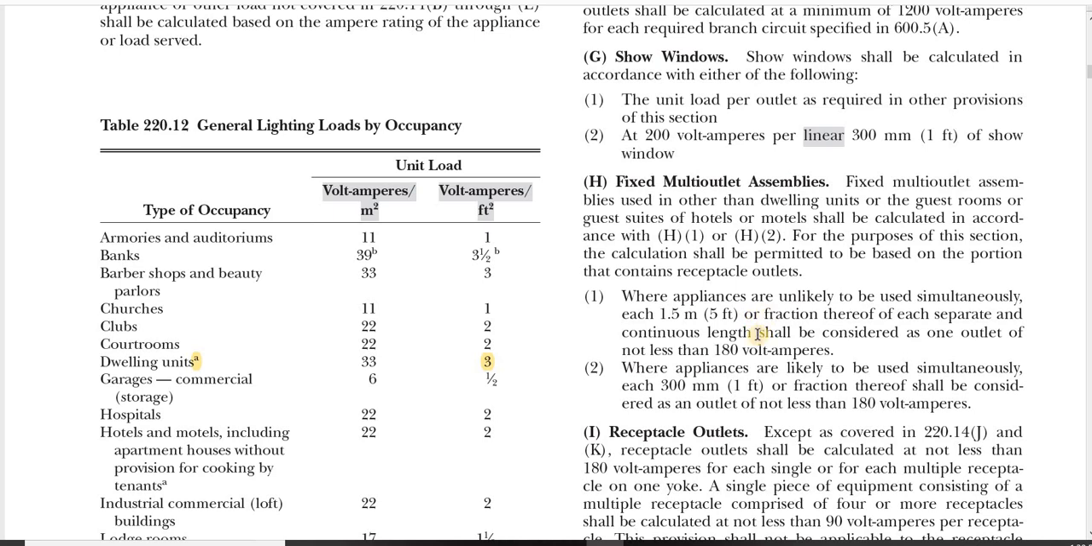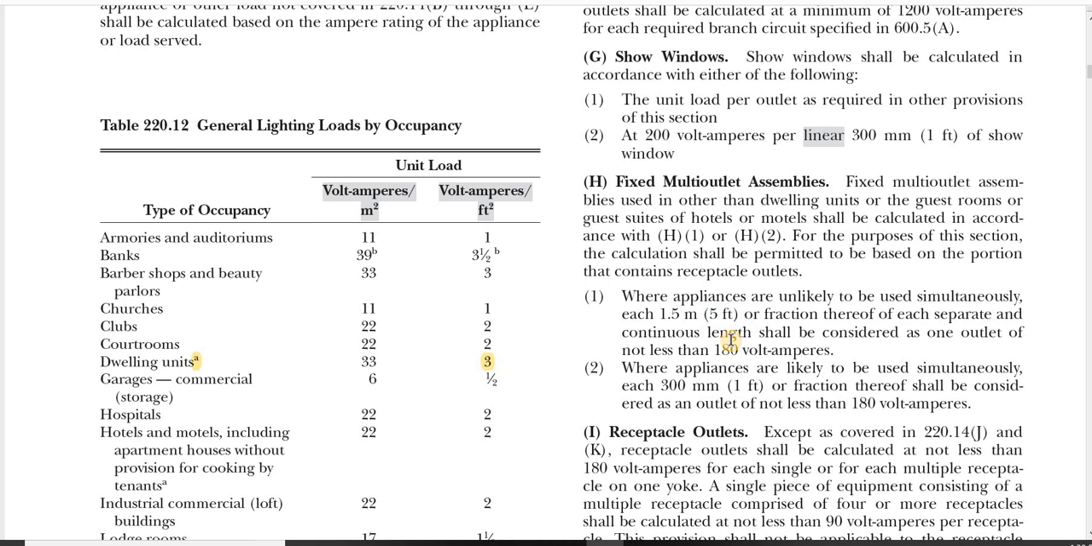So what if it was 8 feet? If it's 8 feet, then the 5 foot would count as the one, and then the fraction thereof would be whatever remaining up to the 5 feet. So if it was 8 feet, it would still be 180 and 180. Okay, there's two 180s. That tells you how that works. Of course, if I had two 5-foot pieces and it was 10 foot long, then it would be 180 for the first 5 feet, 180 for the next 5 feet.